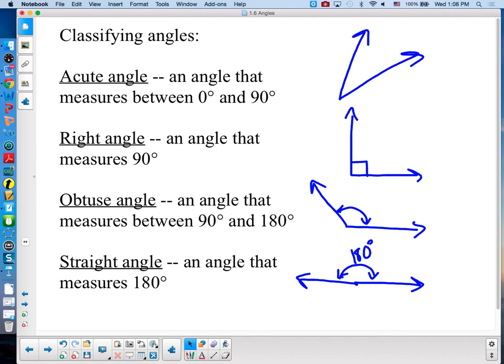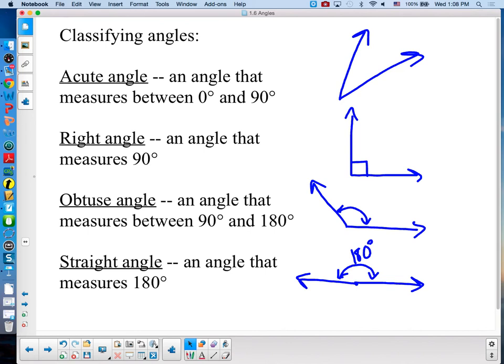Okay, so number 1, why don't you shout out with me what it was? Number 1 was? Number 2? Number 3? Obtuse. Number 4? That one was obtuse, wasn't it, 95 degrees? That's between 90 and 180. Okay, number 5?